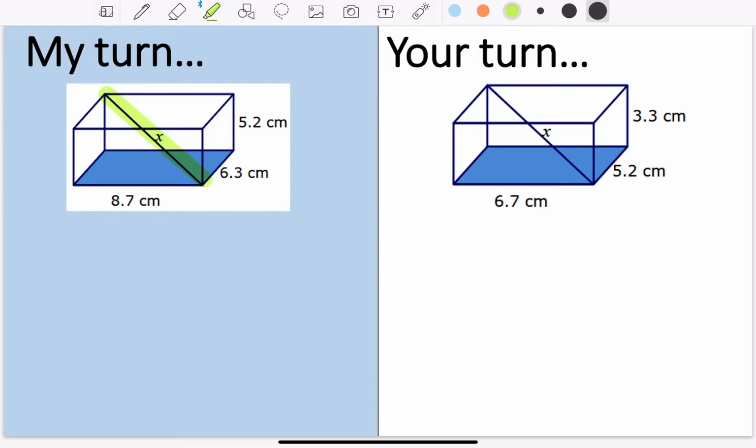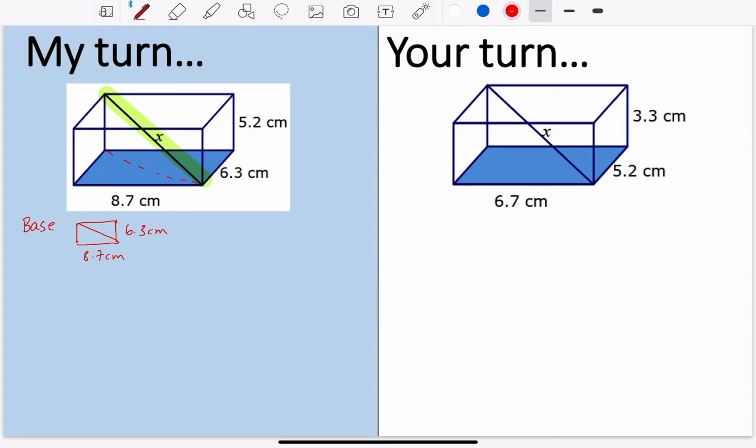So what I'm going to need to do first of all is find the length of its base. That way it'll give me a second right angle triangle to work with. So let's consider the base first. I have a rectangular base with the dimensions of 6.3 centimeters and 8.7 centimeters. I want the diagonal here. You'll notice this forms two right angle triangles, which means I can use Pythagoras.